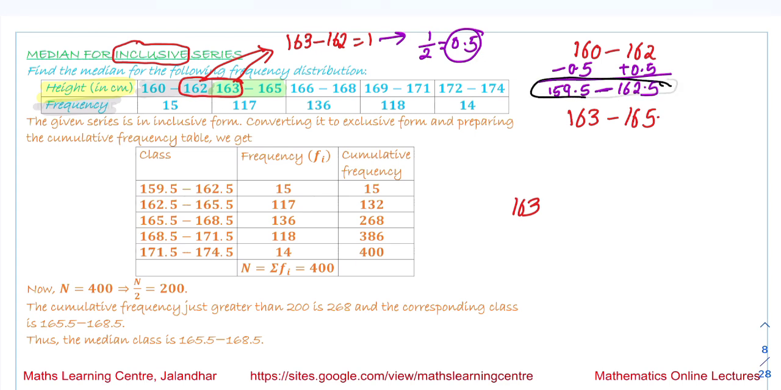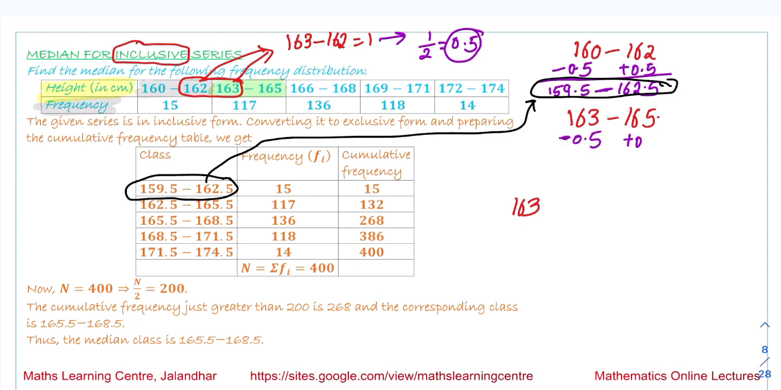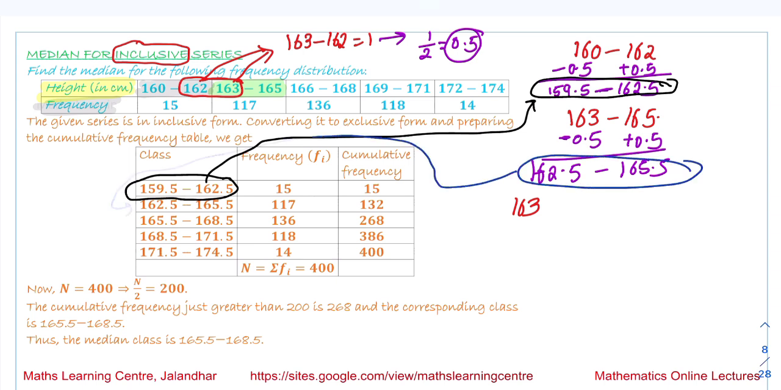This is our first interval. Next, for the second, we subtract 0.5 from this and add 0.5 to it. The interval that we will obtain is 162.5 to 165.5. So this is our second interval. What we have done is converted this data given in inclusive form to the exclusive form.